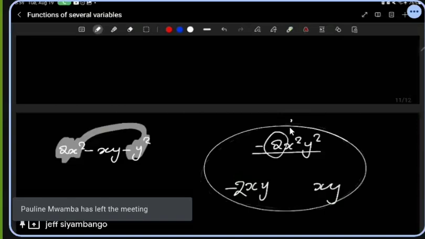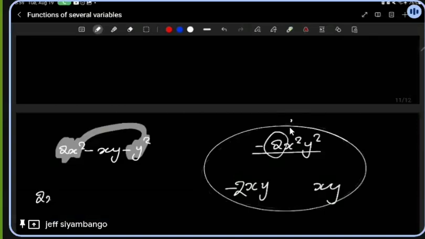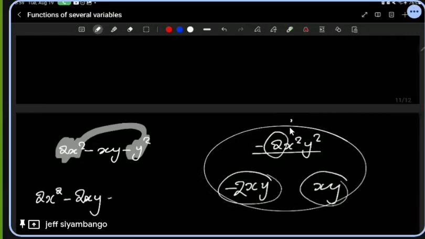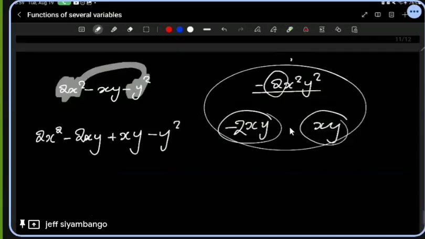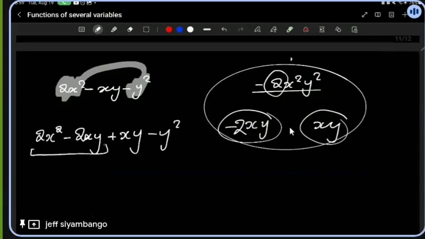Yes, sir. Okay. So now you can go with 2x squared, and then I'll have minus 2xy. And then the second term, that's plus xy, then minus y squared. So now what is common between these two? I see 2x is common. When I factor out 2x here, I remain with x. When I factor out 2x here, I remain with minus y.